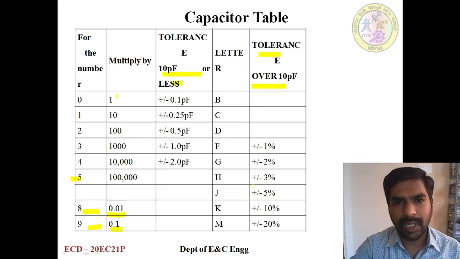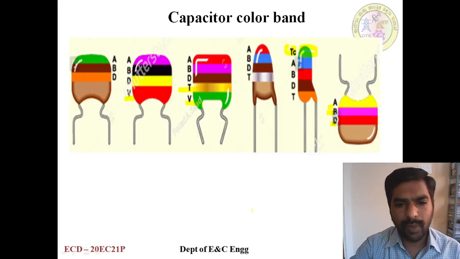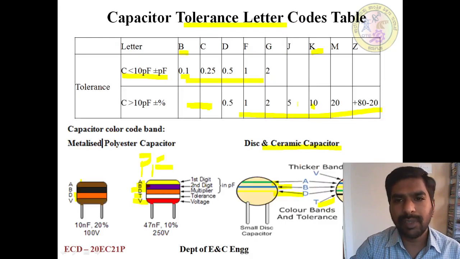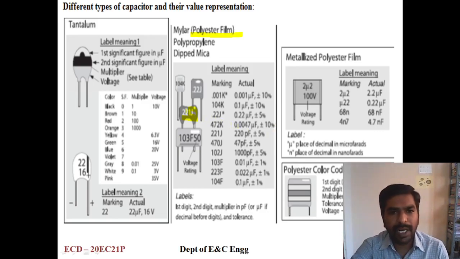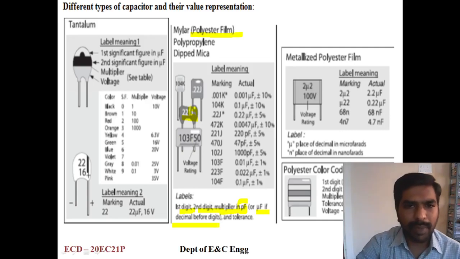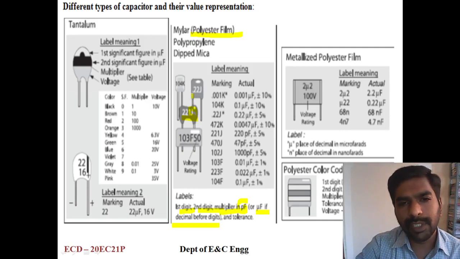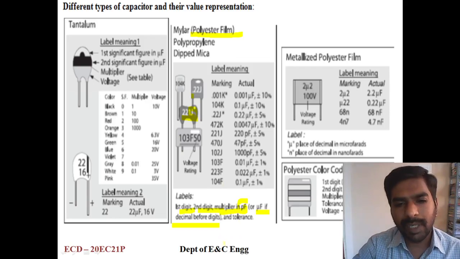That is a color code. You have to go back and refer. J is a 5% tolerance value. See, like this, it's 22 1J, and all these things are represented in terms of picofarad. First digit, second digit and multiplier in picofarad, or microfarad if there is a decimal point before the digit. If there is a decimal here, if you carefully observe, it's a point. If it is a point, it means it's micro. Here it's 0.22J. 0.22J is in microfarad, all others are picofarad.